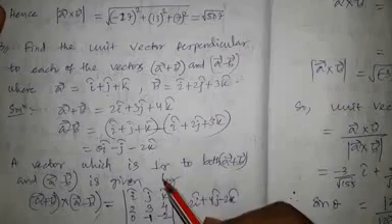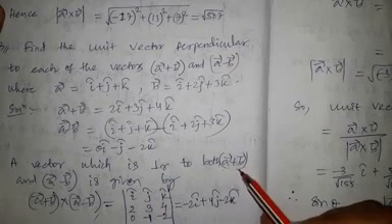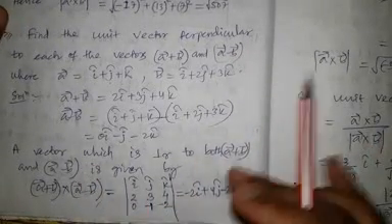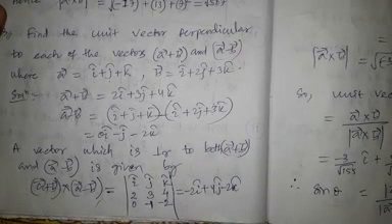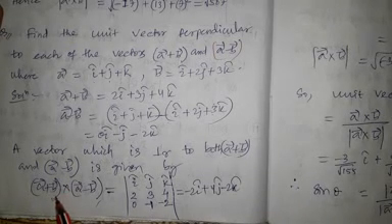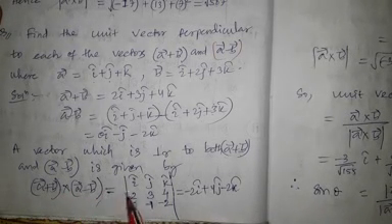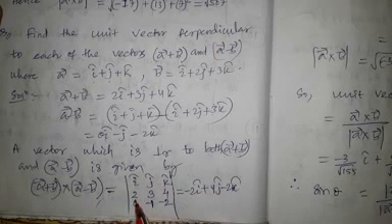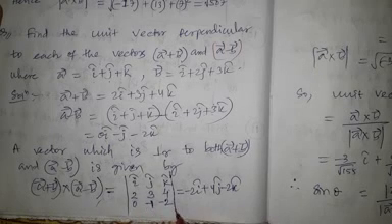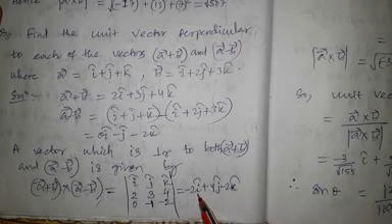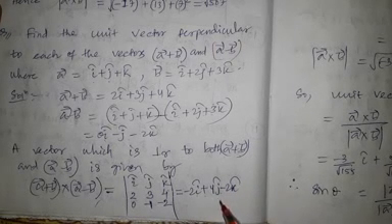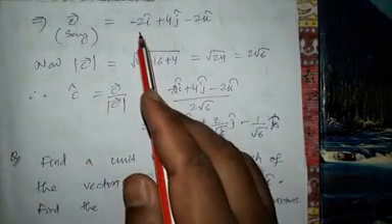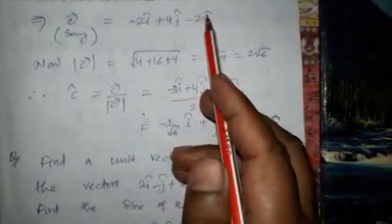A vector which is perpendicular to both A plus B vector and A minus B vector is given. Now A plus B cross A minus B vector is equal to the determinant of i, j, k, 2, 3, 4, 0, minus 1, minus 2, which is equal to minus 2i plus 4j minus 2k. Let's say that it is C vector, the minus 2i plus 4j minus 2k.